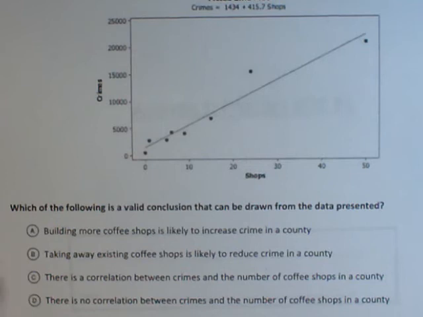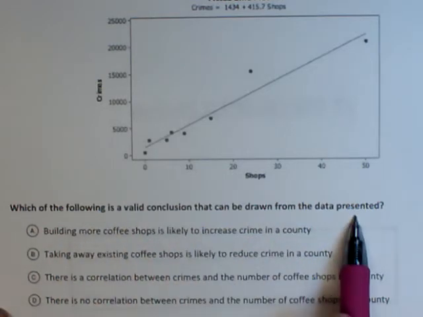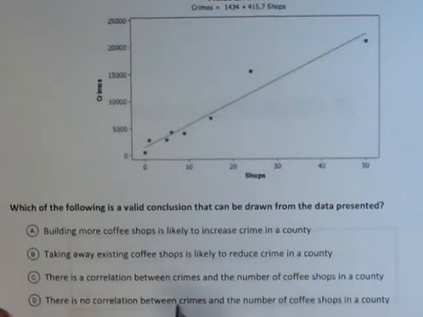Okay, and the resident seems to be arguing that the coffee shops are causing the crime, and that's why the resident is saying don't build a coffee shop. So which of the following is a valid conclusion from the data presented? Building more coffee shops is likely to increase crime in a county. Well, that's what the resident is trying to argue. Taking away existing coffee shops is likely to reduce crime in a county.